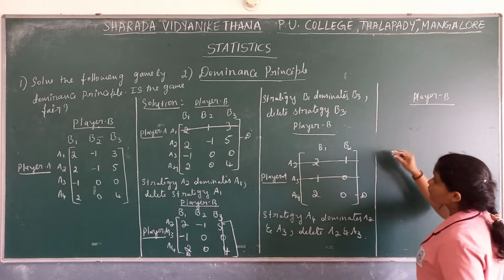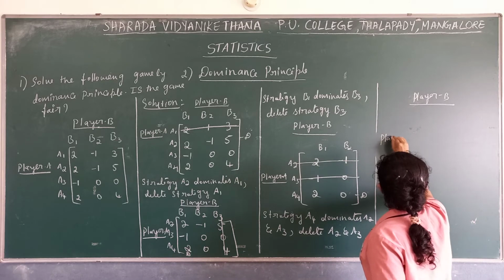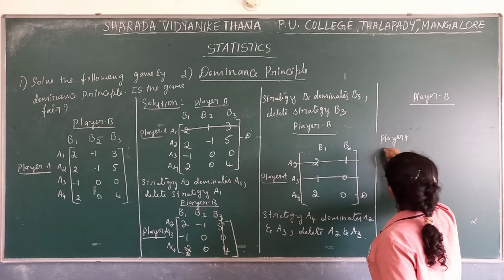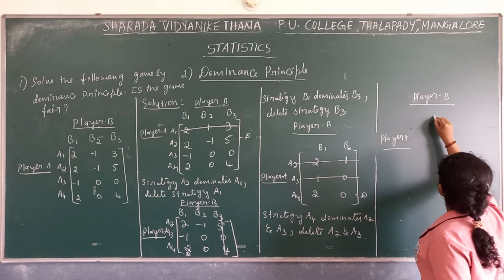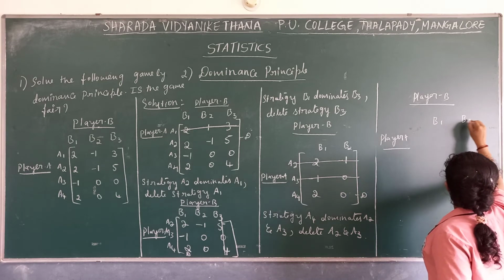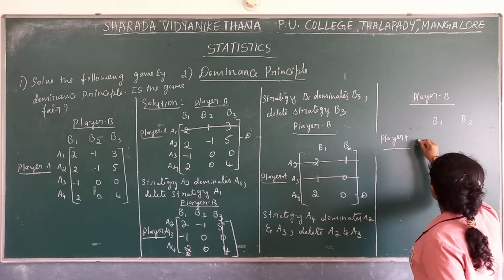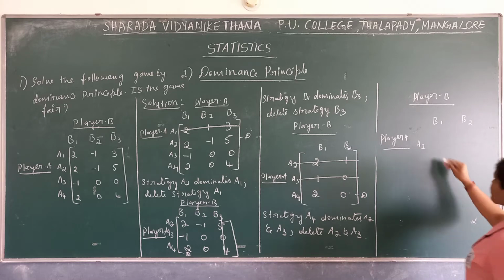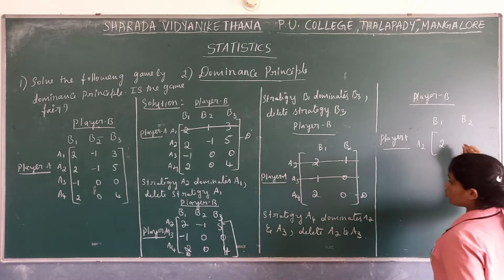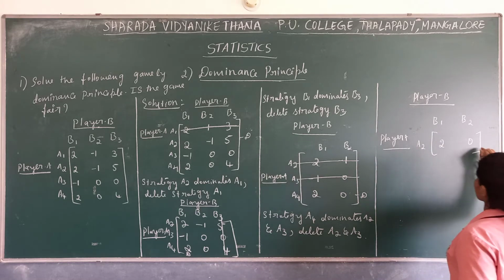Player B, player A. Here B1 and B2, and only one strategy is remaining, that is A2. The values are 2 and 0.